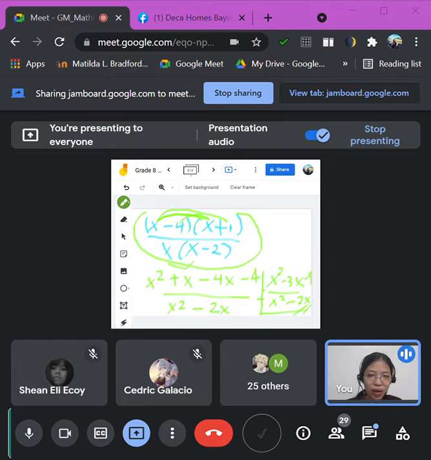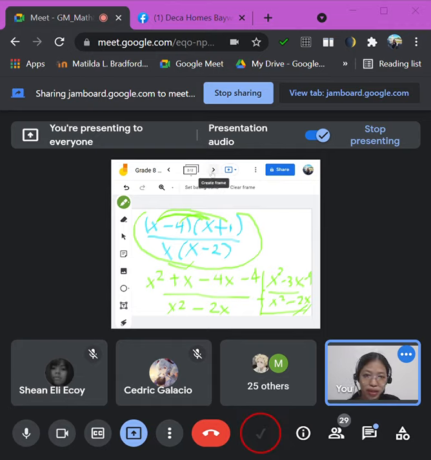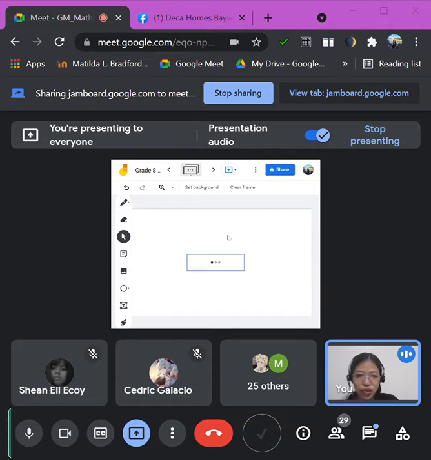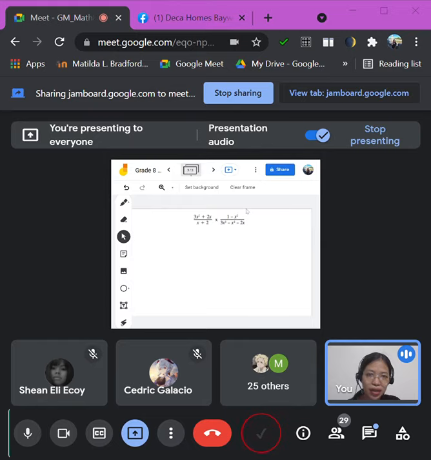Okay, so for our next given, ibutang nako siya sa Jamboard. And then, let's try to answer it together. I hope everyone will cooperate, ha? Okay, we have this: 3x squared plus 2x over x plus 2 times 1 minus x squared over 3x cubed minus x squared minus 2x.